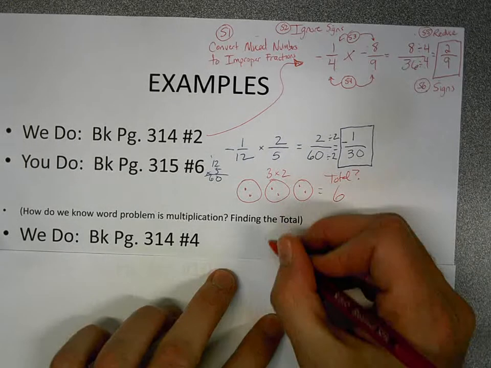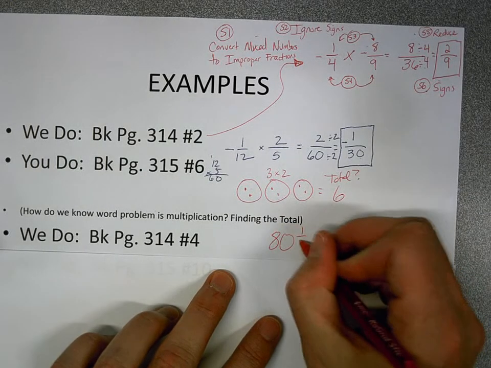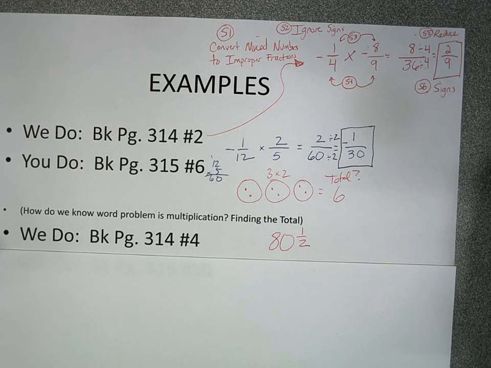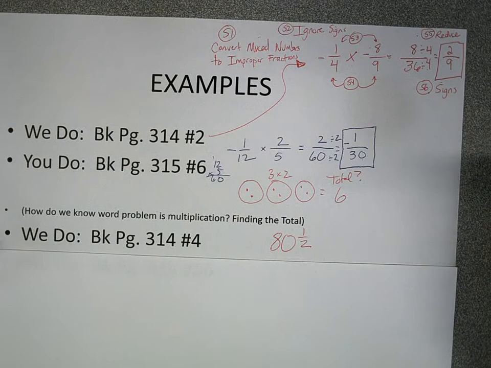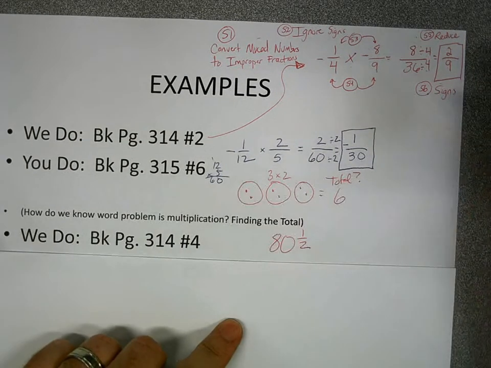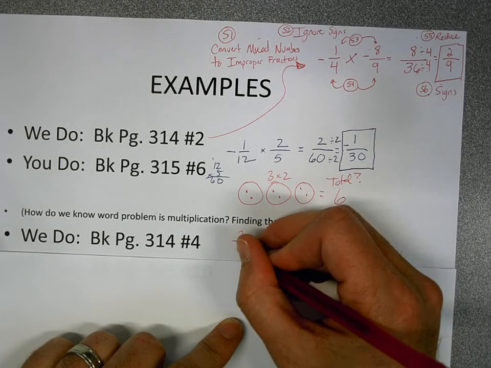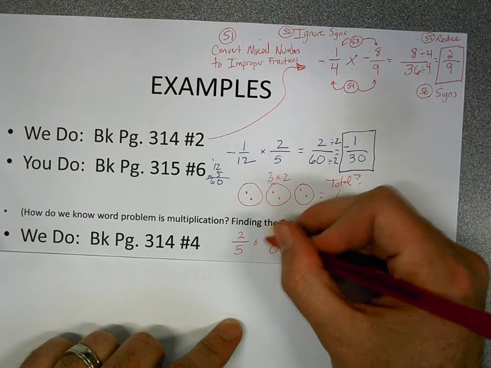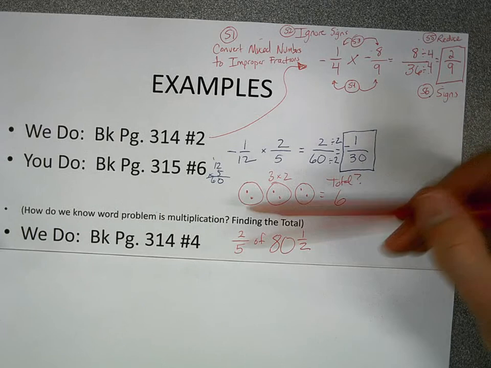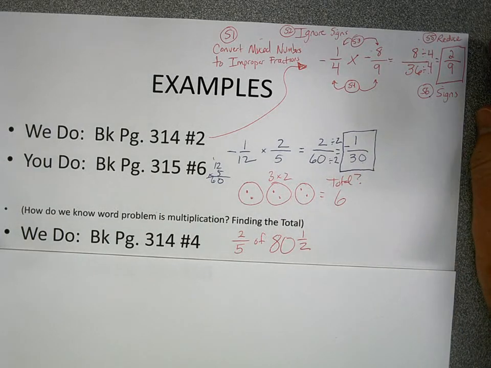So it's talking about an 80.5-pound dog on Mars. But here's what they say. On Mars, this is, of course, the earthly weight. On Mars, it's going to be only 2/5 of that. Now, I'm going to go ahead and write what I just said, 2/5 of 80.5.